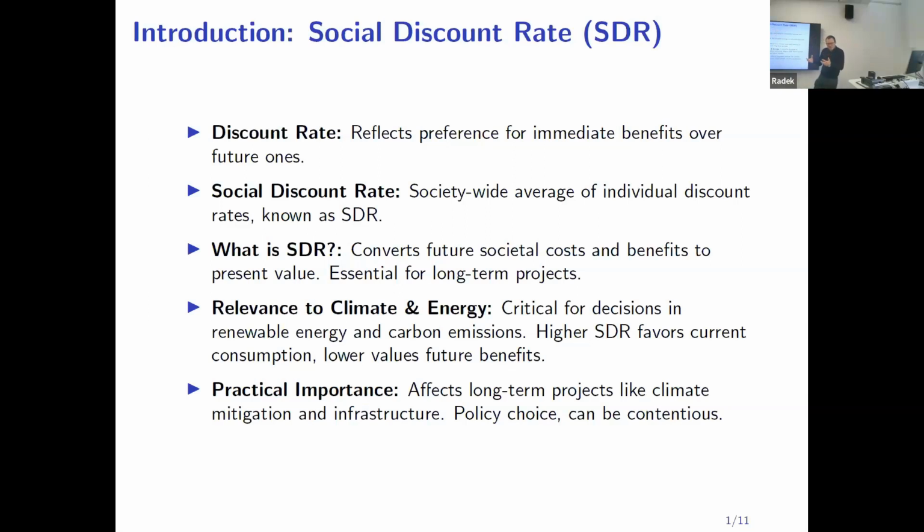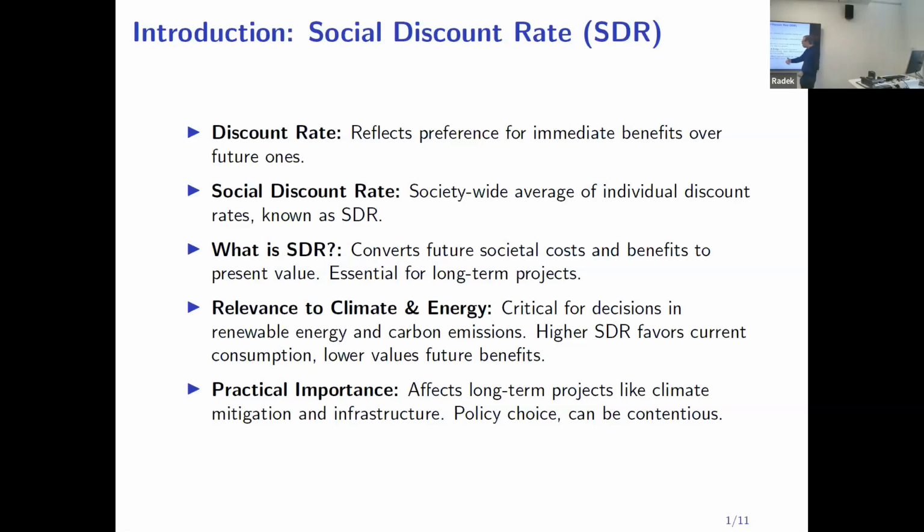We need some sort of rate to convert future benefits to the present, which allows us to compare societal costs and benefits to their present value. And this is absolutely crucial for long-term projects, right? I mean, there are projects that take 30, 40 years to construct: nuclear power plants, high-speed rail, for example, various canals, underwater cables, satellites, all these sorts of things. And it's very difficult to say whether a project is worth it or not if you don't know what those benefits in the future will actually be worth, were they to be converted to today's money.